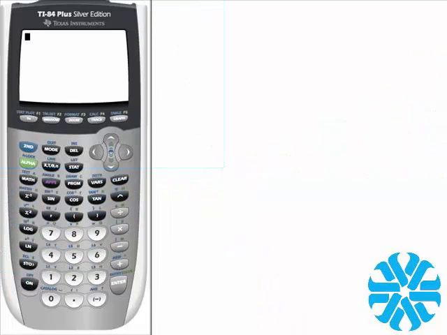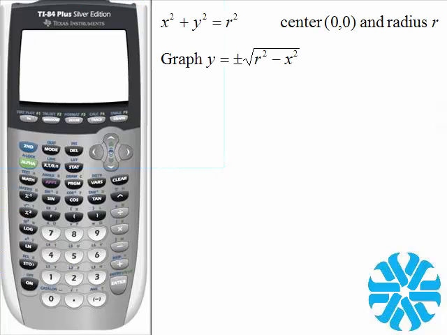In this video, you will learn to graph circles and inverses. First, we will concentrate on graphing circles. X squared plus y squared equals r squared is the equation for a circle with the center at the origin and a radius of r.